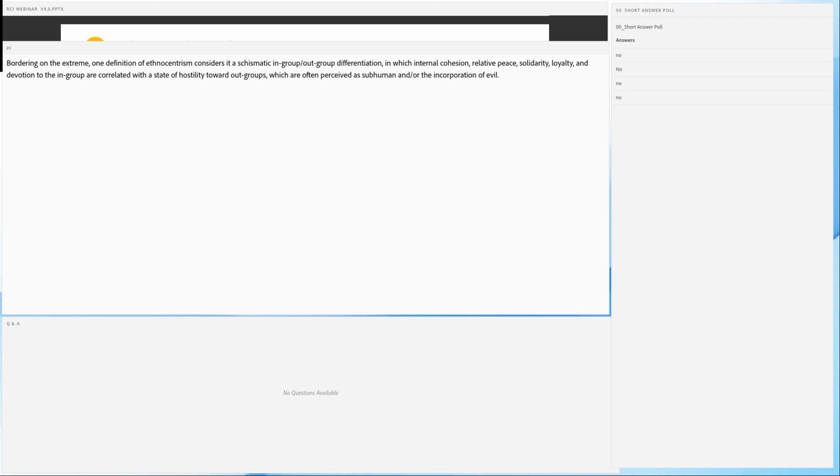One definition of EC considers it something over here. Now, you don't have to understand all of this. It's something that you don't have to understand, but one definition of EC considers it some sort of differentiation for the in-group, where love for the in-group is correlated with hatred for the out-groups.